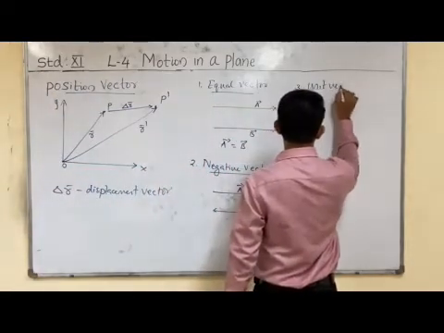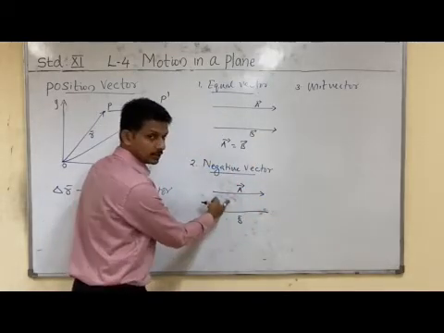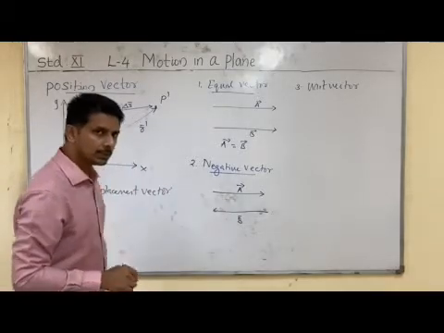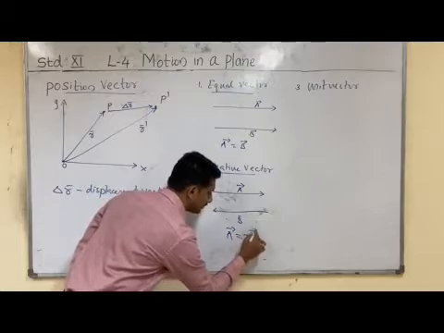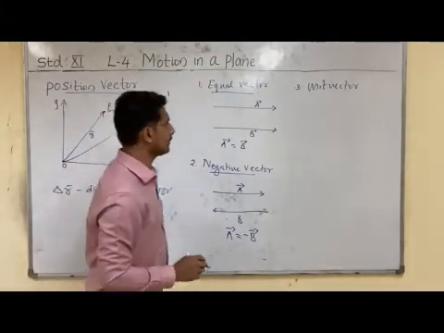So here I say negative vector. Negative vector means there are two vectors which have equal magnitude but are in the opposite direction. So we can say that vector A is equal to minus of vector B. This is the way we represent a negative vector.